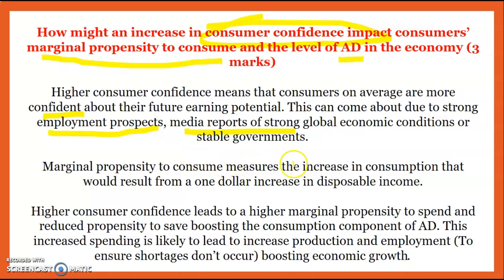Marginal propensity to consume measures the increase in consumption that will result from a $1 increase in disposable income. Higher consumer confidence leads to a higher marginal propensity to spend and less propensity to save, boosting consumption spending. This increased spending is likely to boost aggregate demand and boost production throughout the economy. So marginal propensity to spend increases because we're more confident in our future earning potential, therefore more likely to spend our money as opposed to save.